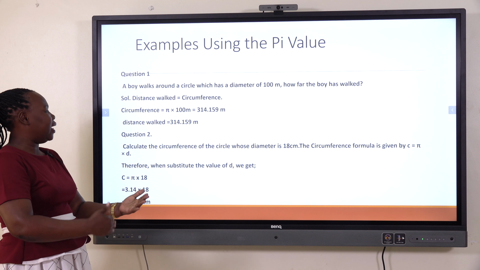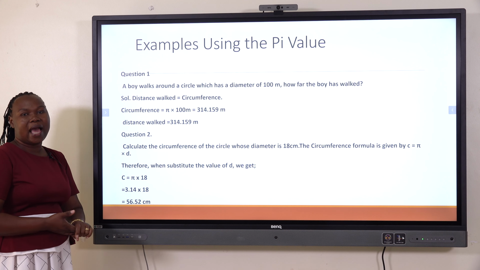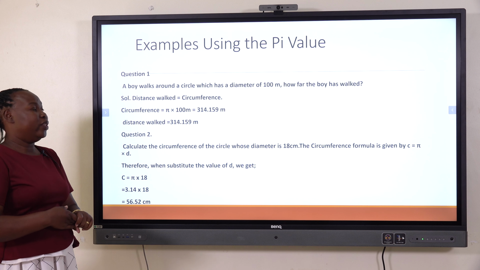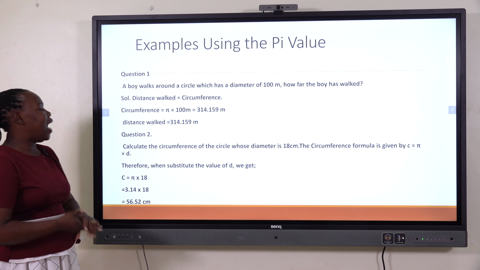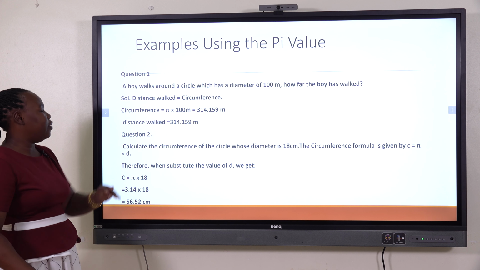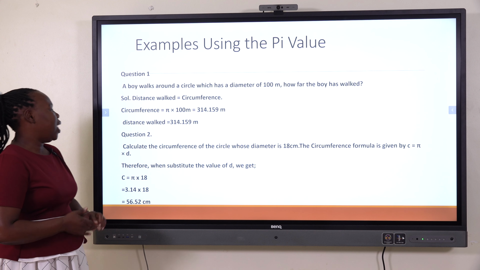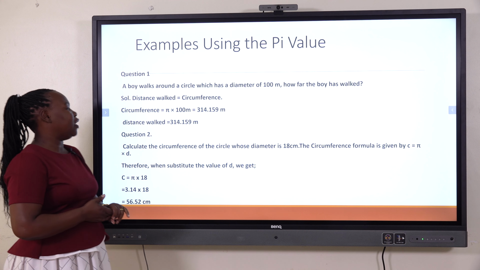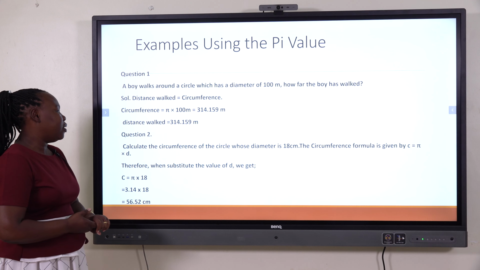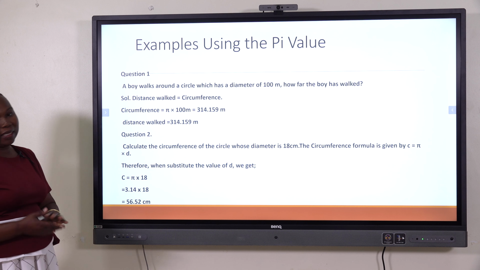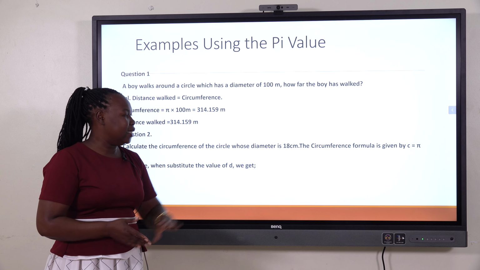We have known before that when we say circumference, the formula is πd, where d is the diameter of the circle. In this case, we have the diameter of 100 and the value of pi, which we saw in the previous diagram as 3.14. When we multiply, we come out with the distance this boy has walked, 314.159 meters.